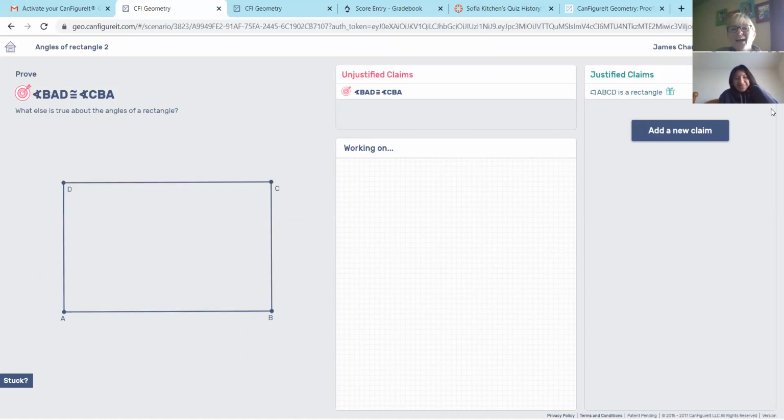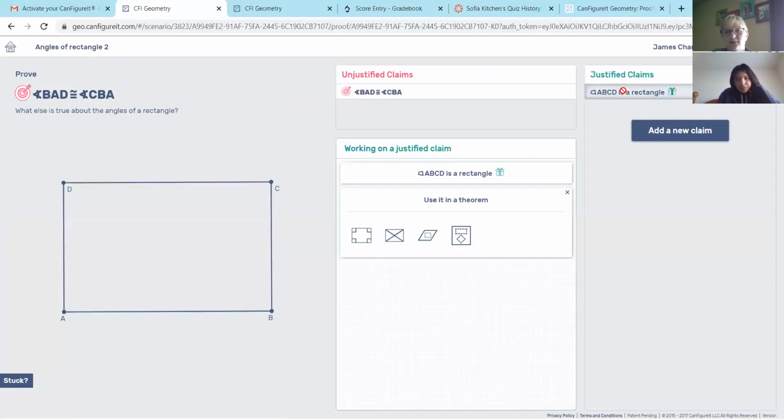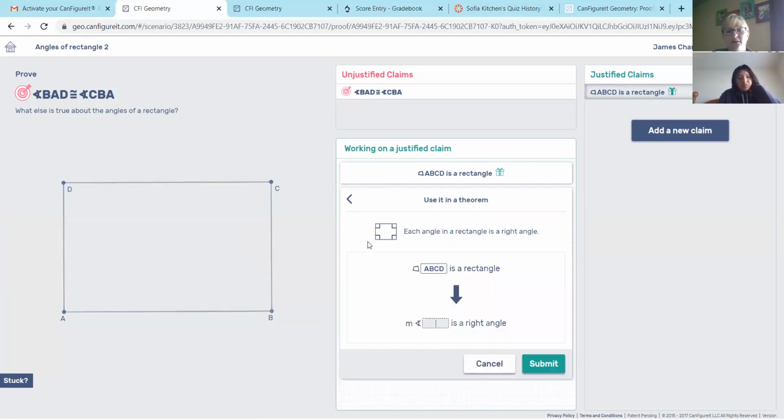Okay, so we know it's a rectangle, and in a rectangle, all the angles are 90 degrees. Well, if all the angles are 90 degrees, then aren't these two angles going to be the same? Yeah. That seems to make sense, right? Okay, so they gave us information, so we're going to click on it. Do you see anything in those options that would help us prove that those angles are the same measure? Yeah, the first one. Good. So it says each angle in a rectangle is a right angle, but it's only going to let us do one at a time. So for our first angle, we're going to say this guy is a right angle.